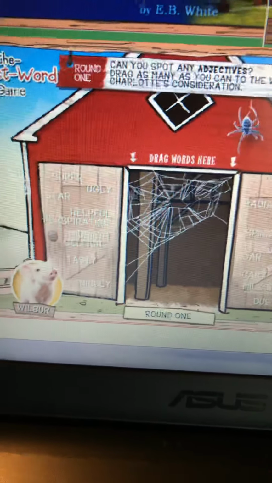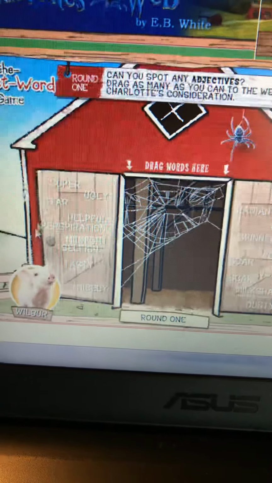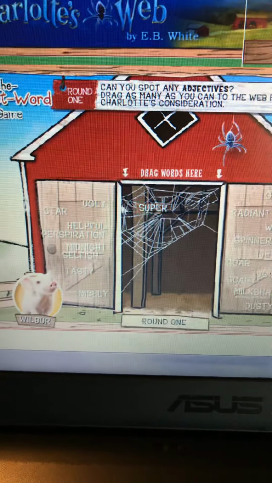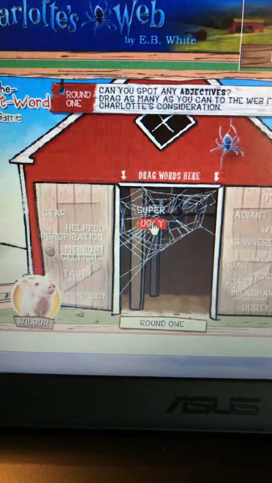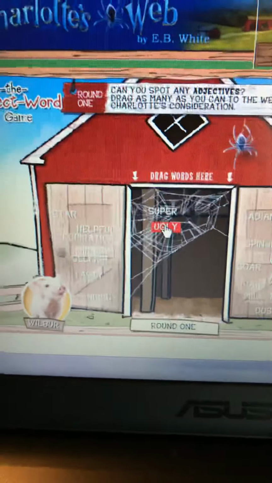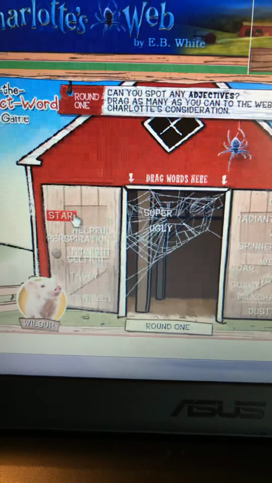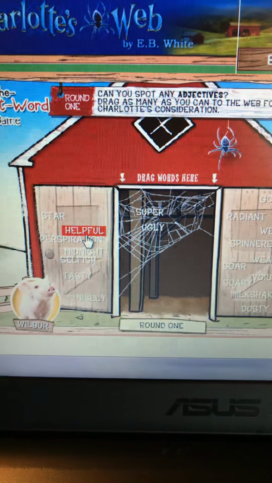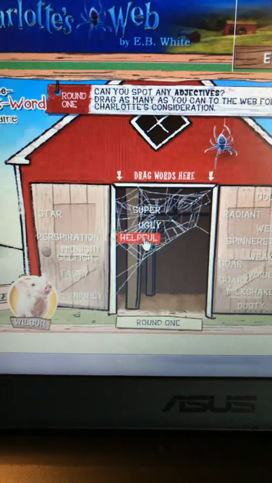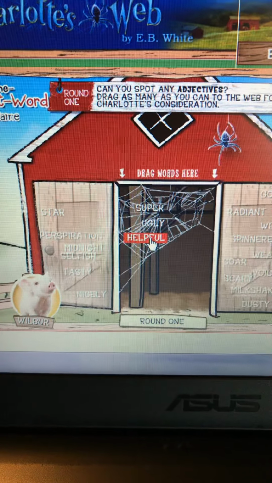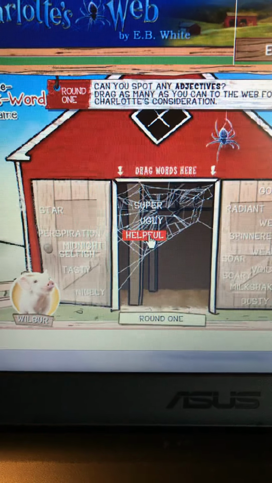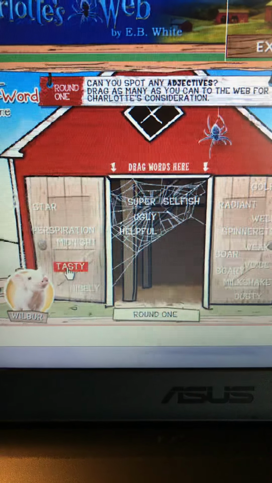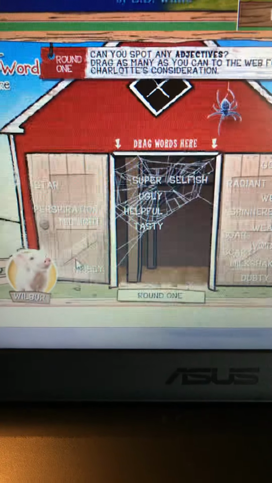Alright, so if I go over here, the first one I see is the word super. You're just going to click and drag it and put it in the web. Ugly, is that a describing word? Does that describe something? A person, place, or thing, or idea? Star, I'm not going to put that one in there because a star is a noun. Helpful. Perspiration, no. Midnight. Selfish. Tasty. Nicely.